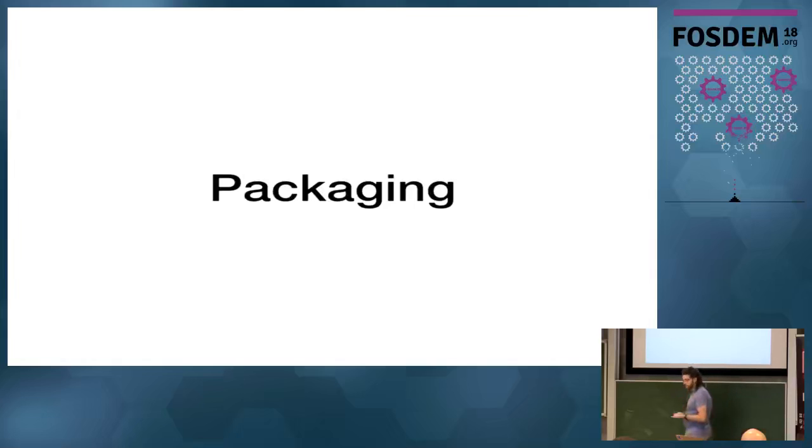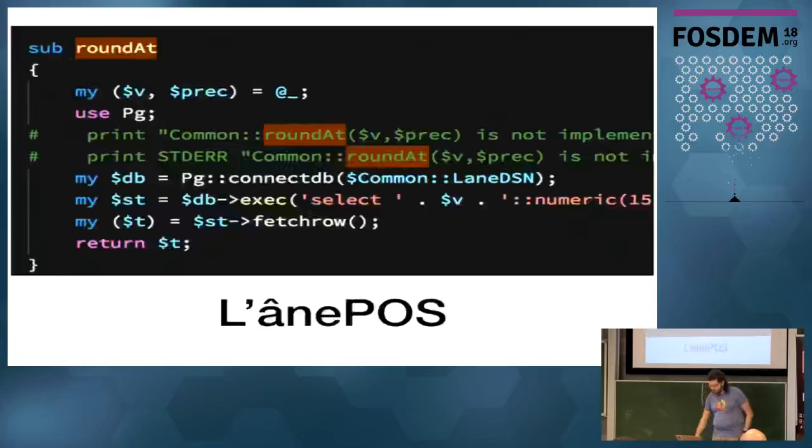So packaging, I did packaging when I worked on this point of sale machine. I did Debian packaging, and there's one more thing. There's some of the worst Perl code that I have ever seen. This is how it rounded numbers. So I did packaging on this thing.